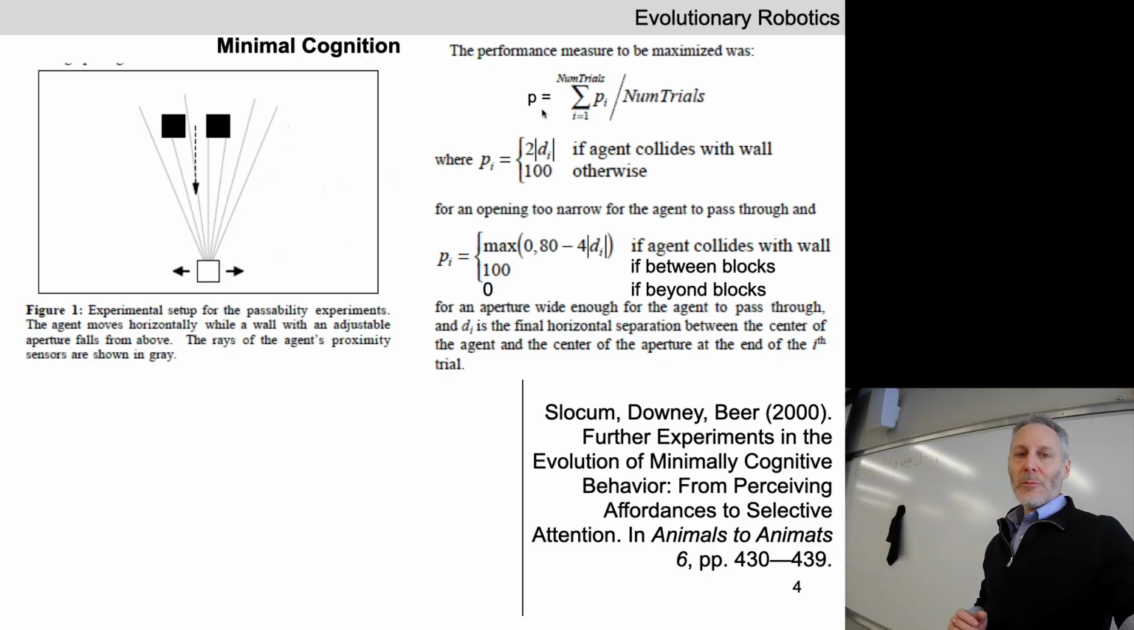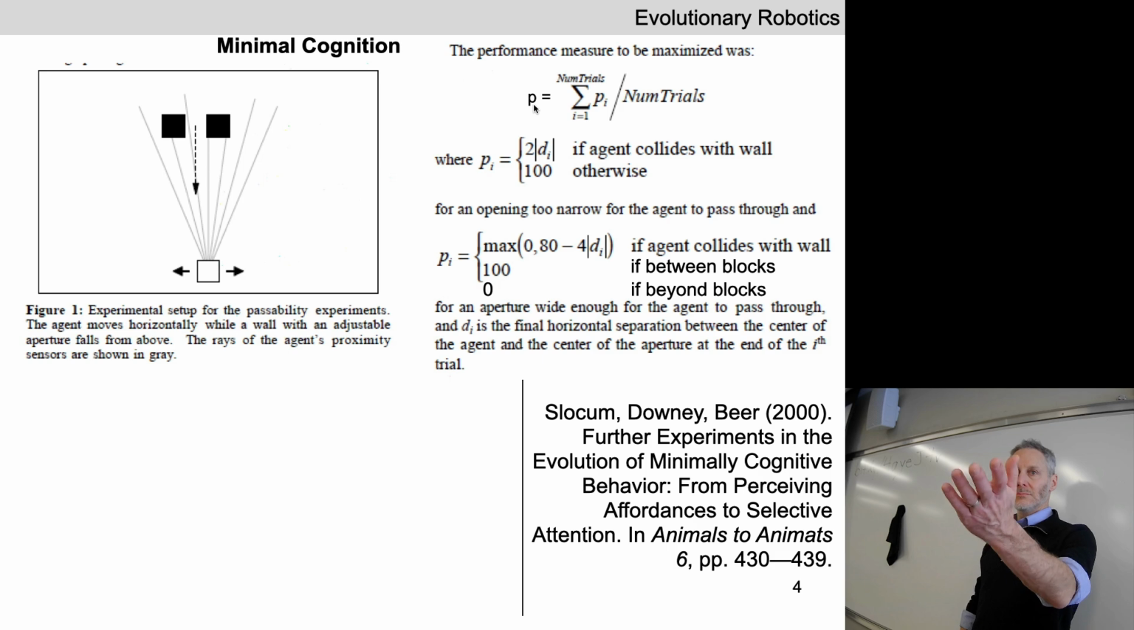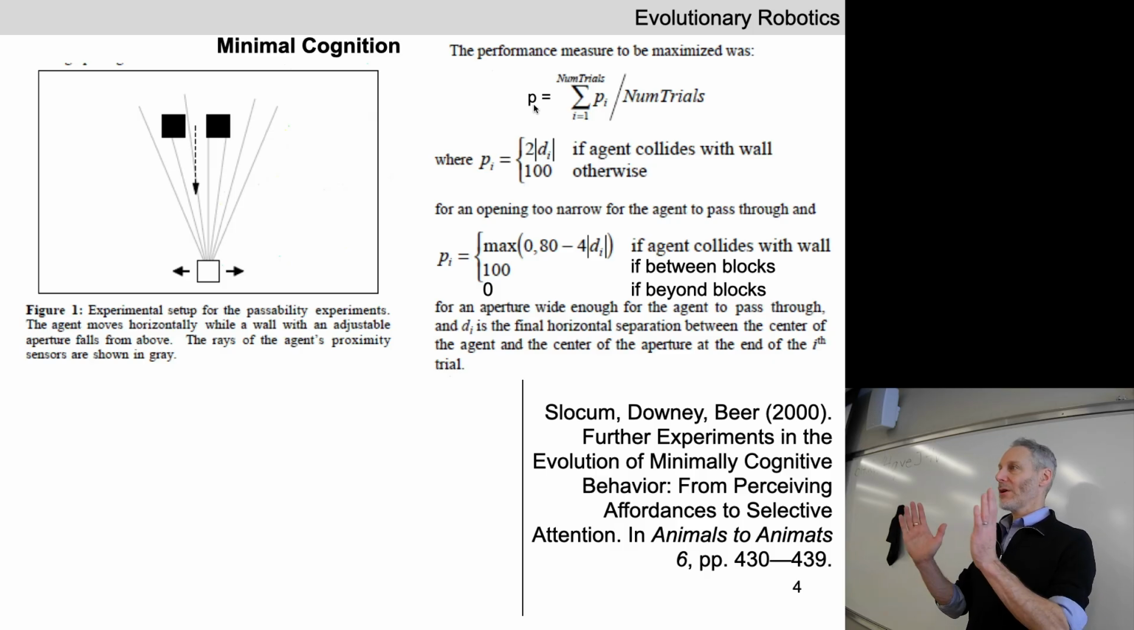Let's go back to this term for a moment. What would an agent be doing if it gets a p, not a p sub I, of 100? What was that CTRNN causing the robot to do? Doesn't collide with the blocks. That's true. A CTRNN that causes the robot to always run away, regardless of whether the gap is too narrow or wide enough, would also not get hit, but would not get a p of 100.